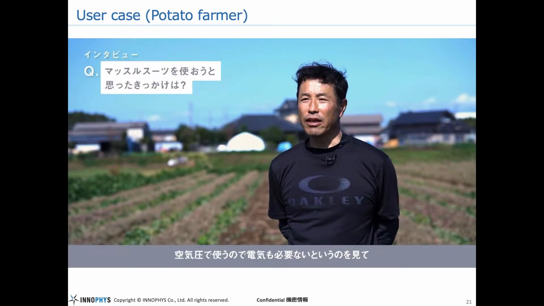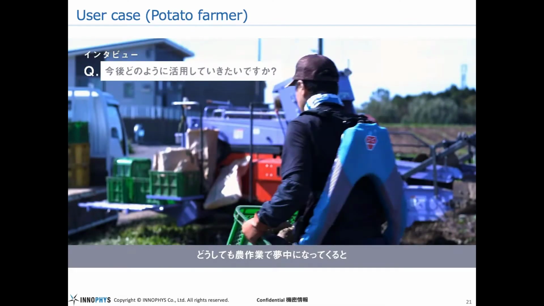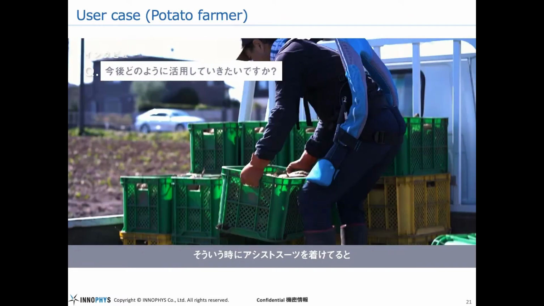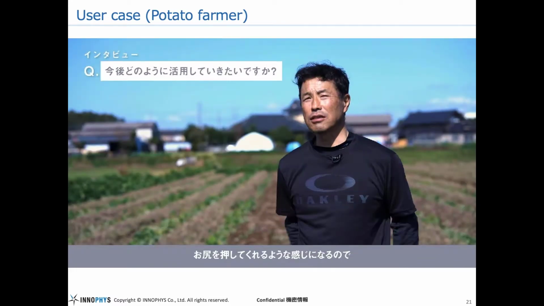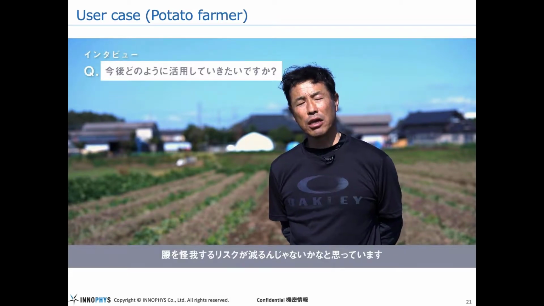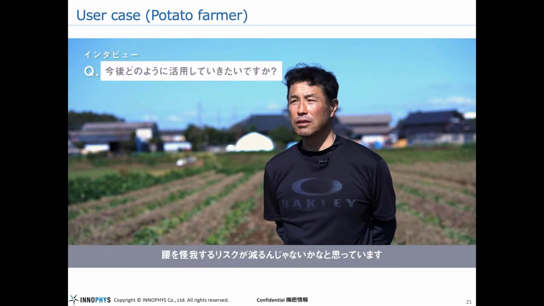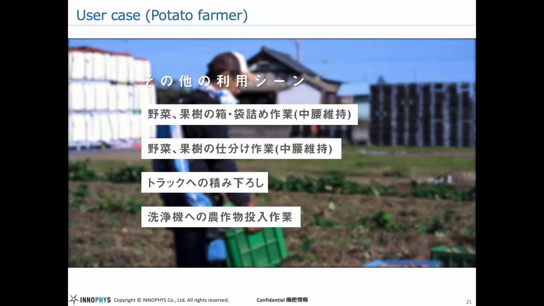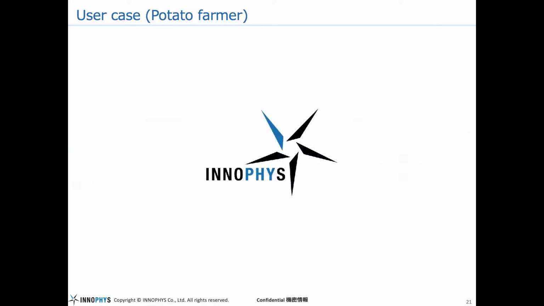And he bought this product because it can be used outside with no battery, actuated by air only. So he decided, and he basically mentions that it pushes your back and maybe reduces the risk of getting back pain. So basically that's what he mentions. So probably you can have an idea of how Muscle Suit is usually used in the actual field.